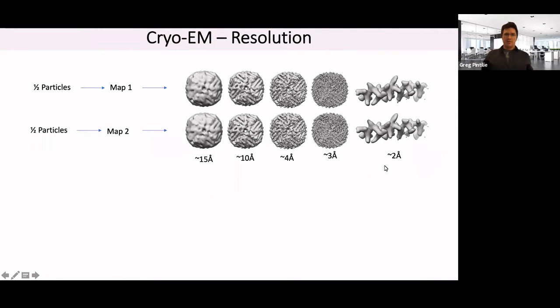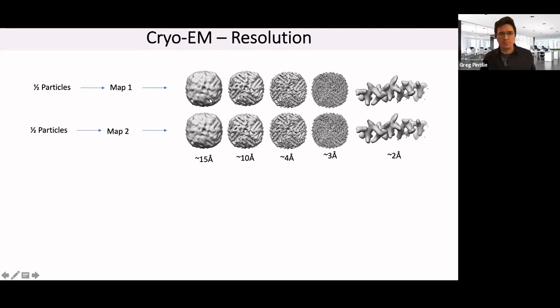So what do we mean by resolution? The gold standard procedure for determining the resolution involves splitting up a data set into half. So we take half of the particles or half of the micrographs, and from that we get map 1, and then from the other half we get map 2. Because this is an iterative process, we want to keep the two data sets completely independent.